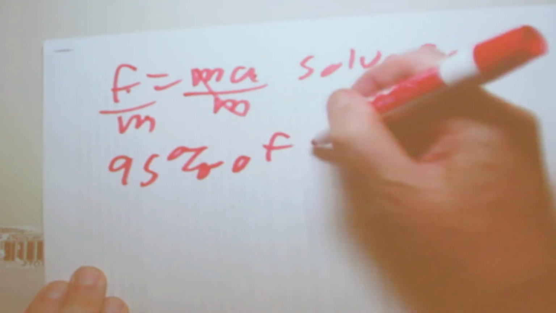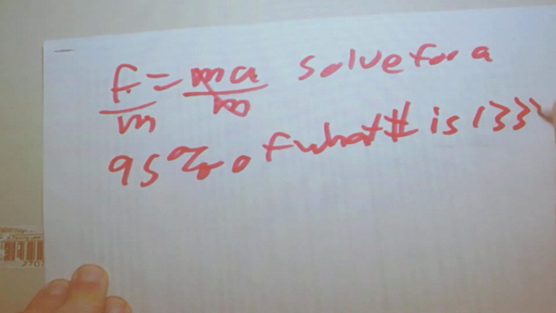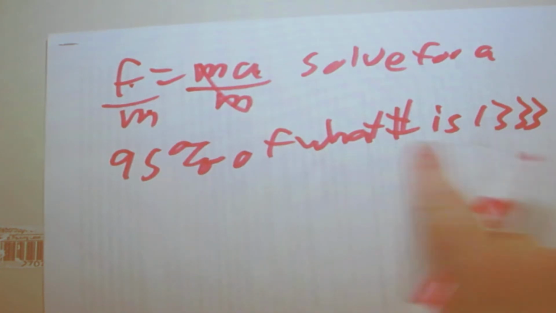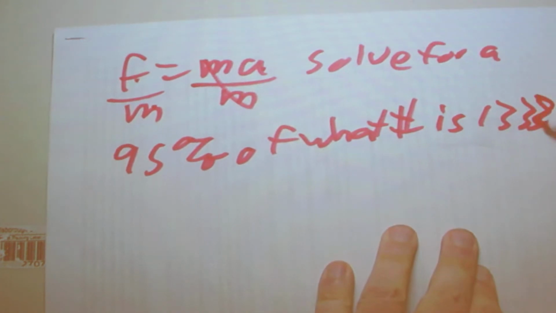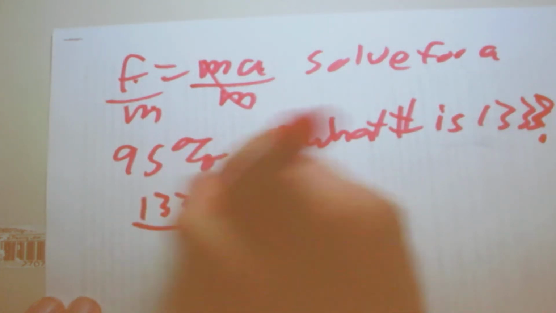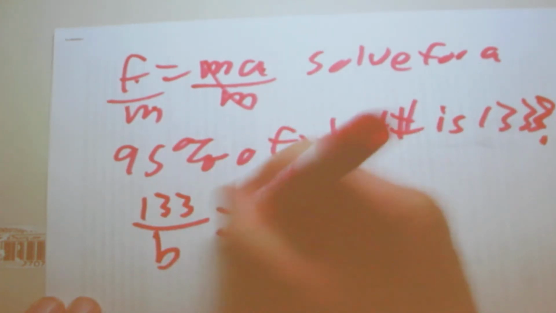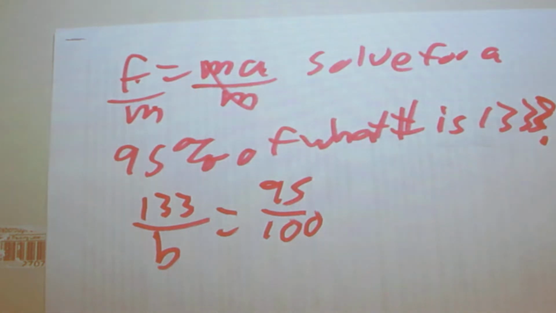95% of what number is 133? So we know the p, and we know the a, so we're going to have 133 over b equals 95 over 100.